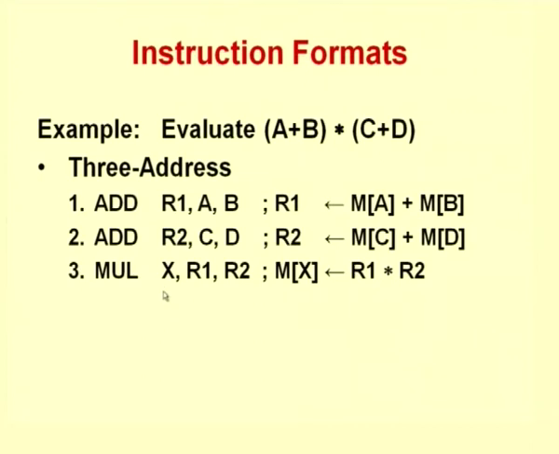So, in this case it happens to be a memory location. So, memory location x will have the destination value. What is the value that is stored over there? The contents of r1 multiplied with contents of r2. r1 into r2 is stored in this location. So, this is how 3 address instructions are used.